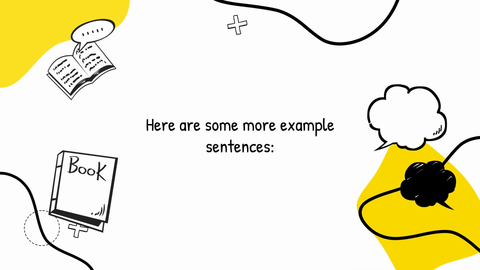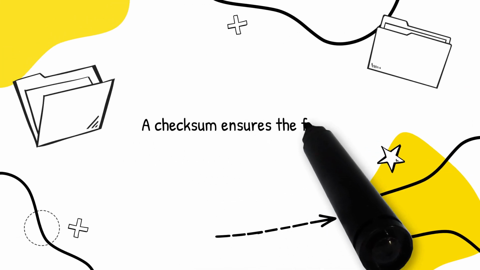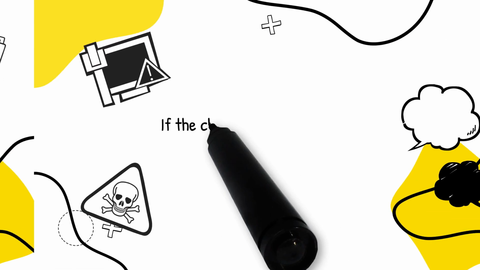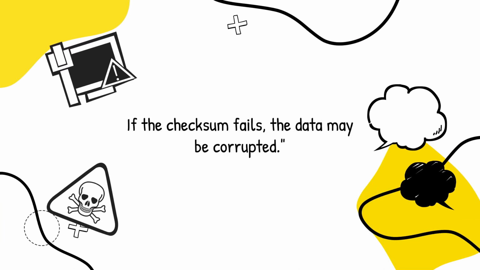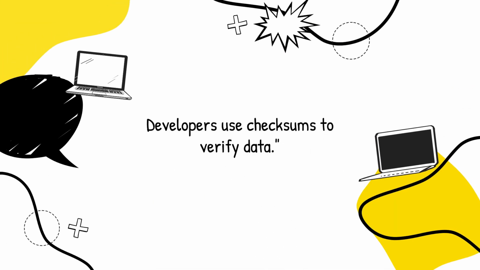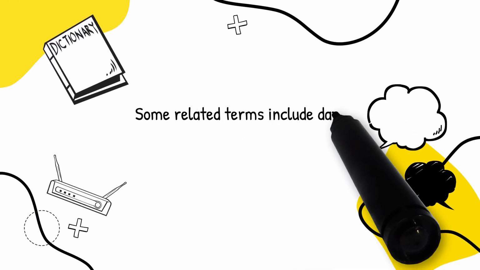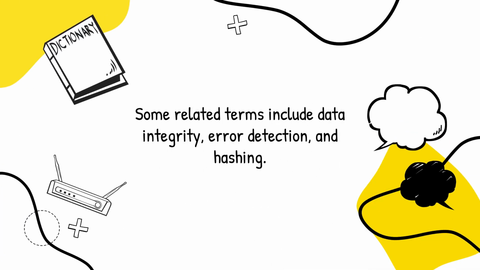Here are some more example sentences. A checksum ensures the file is correct. If the checksum fails, the data may be corrupted. Developers use checksums to verify data. Some related terms include data integrity, error detection, and hashing.